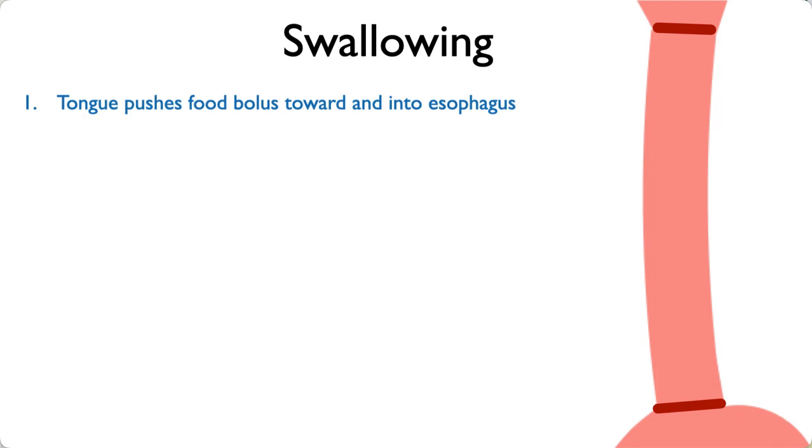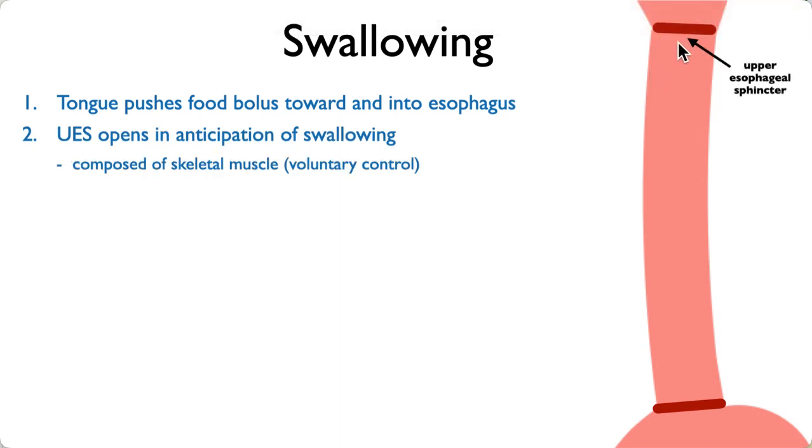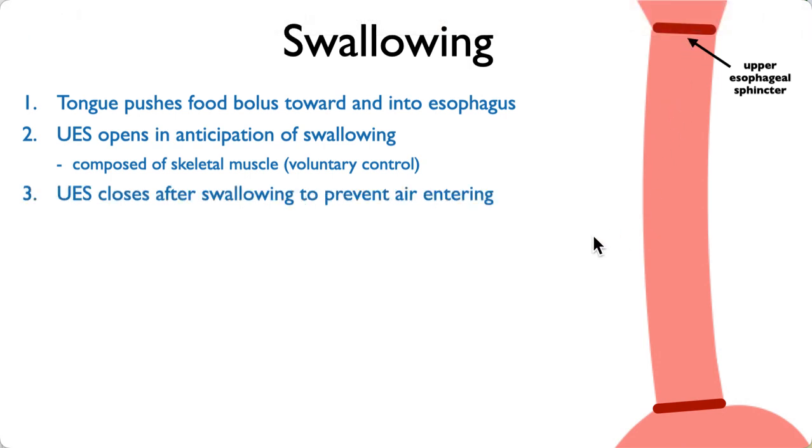When we swallow, our tongue pushes the food bolus toward and into the esophagus. Because the sphincter here, the upper esophageal sphincter, is made of skeletal muscle and therefore has voluntary control, we can anticipate swallowing, which opens the upper esophageal sphincter and allows the substance to move into the esophagus. After the food moves into the esophagus, the sphincter closes so that air doesn't enter.